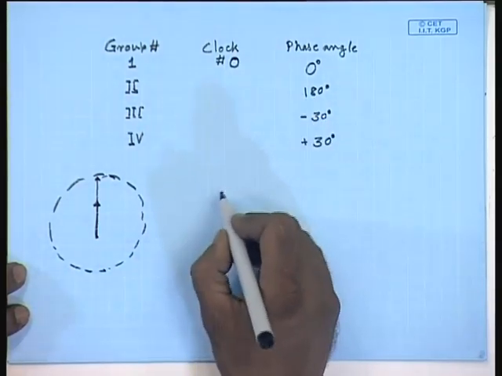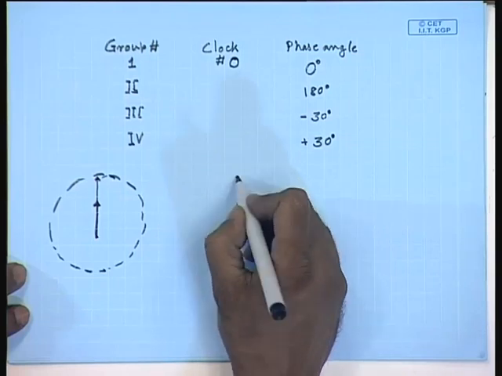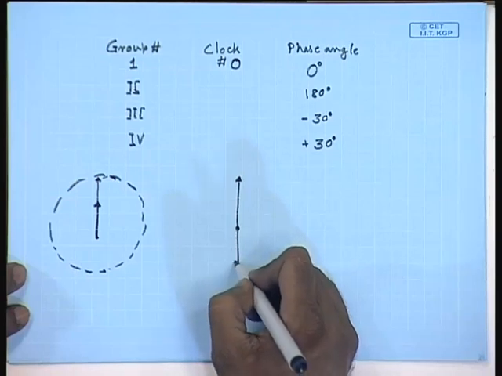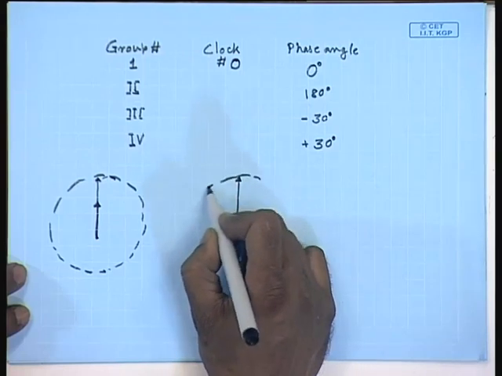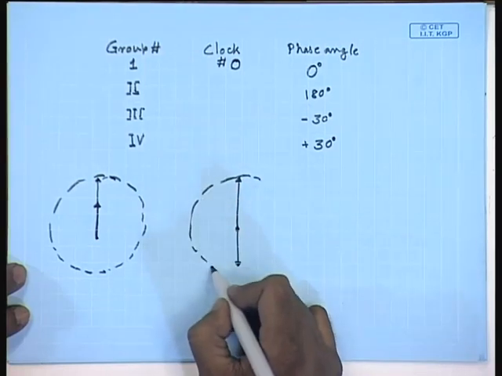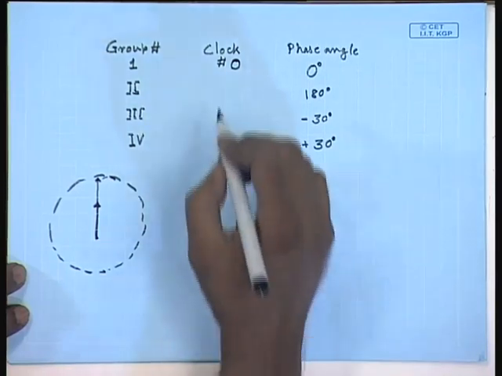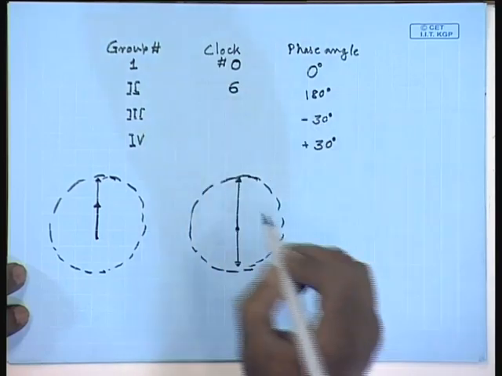Similarly, for 180 degree, this is the high voltage phasor, this is the low voltage phasor, their angle being 180 degree. So, on a clock, this represents 6 o'clock. So, clock number is 6 for this.